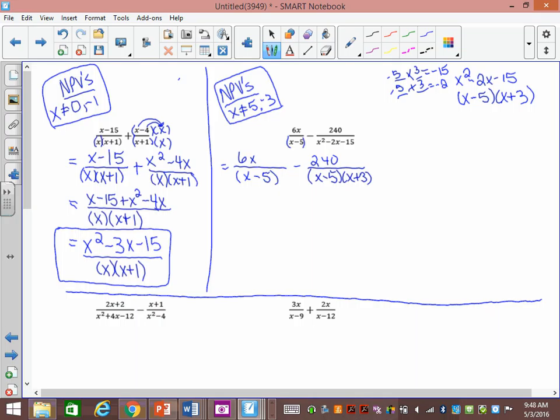Now I have to get a common denominator. What can I do to make them common? The same. Multiply the left side by x plus 3.